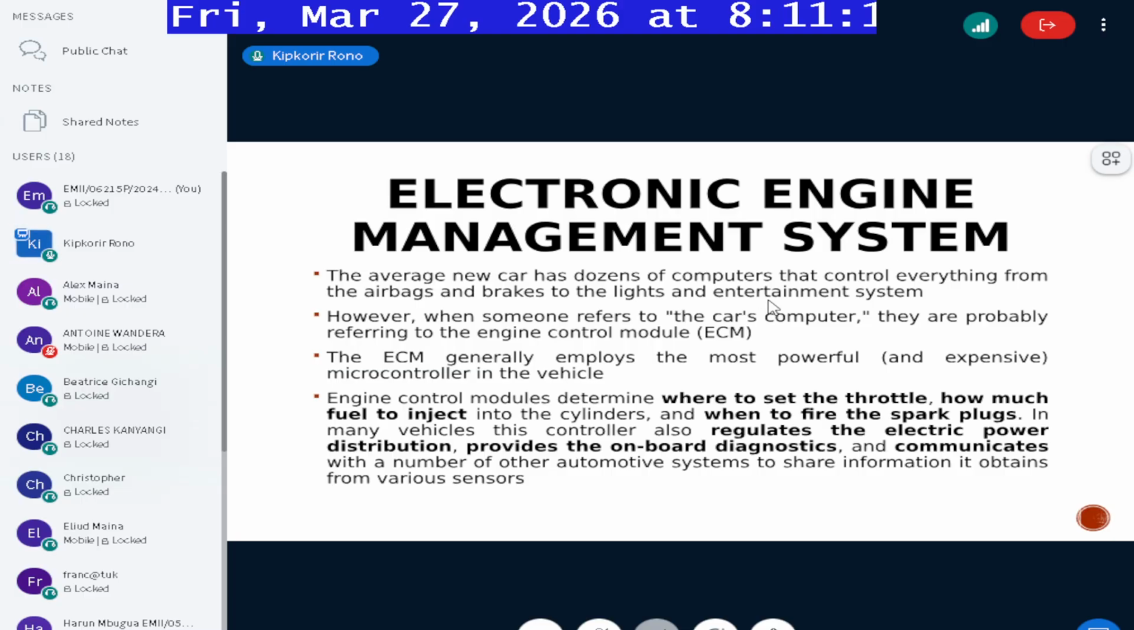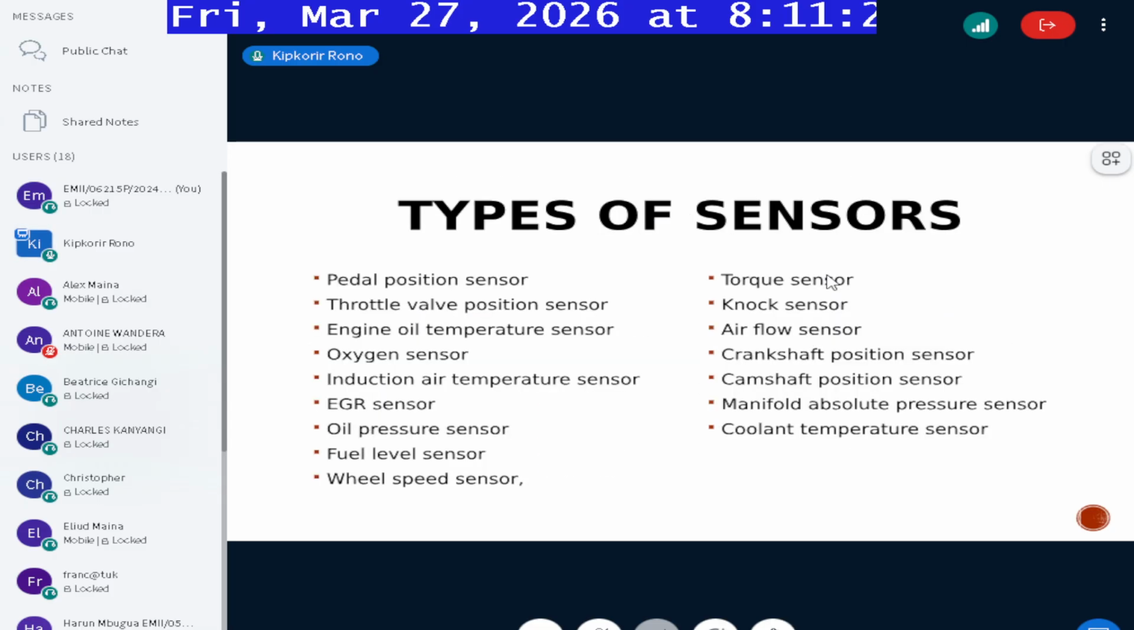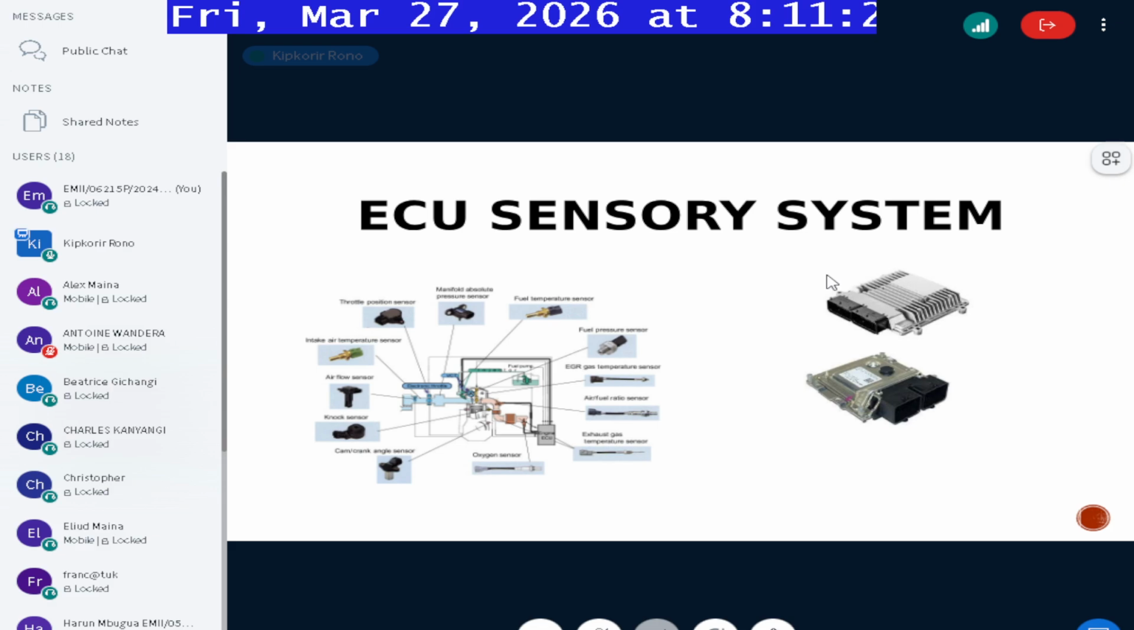So in vehicles, you normally have what you also call the electronic engine management system, the ECU. So ECU kwa gari ni ile munaitanga computer. It looks like this. I think there's an image nimeweka hapa. Yeah, hii computer munaitanga computer ya gari. Now, this one here is the brain of the vehicle. So it also controls.